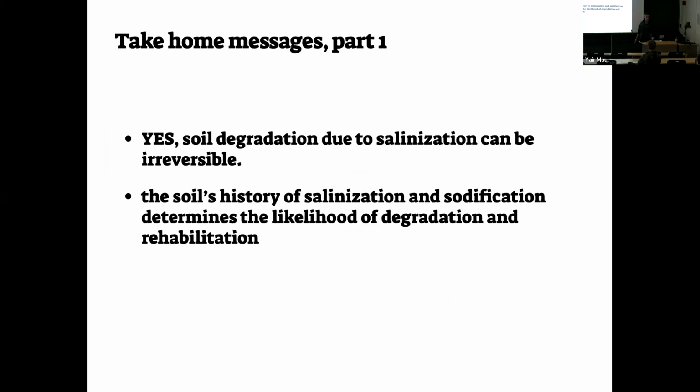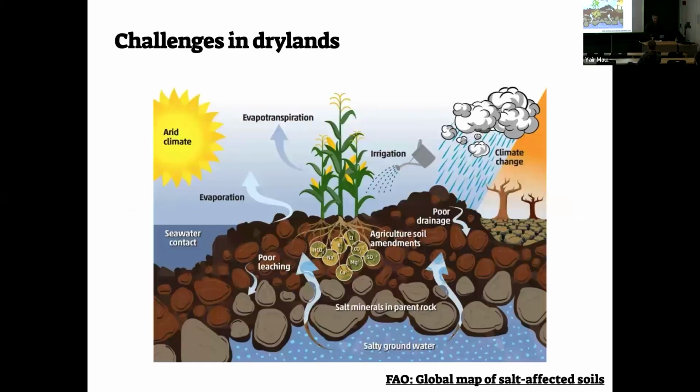It will have great implications when we talk about sustainable agriculture, and I put a question mark when we talk about drylands specifically. So this is from FAO's global map of salt-affected soils, and it shows many processes. And then here you see many cations.